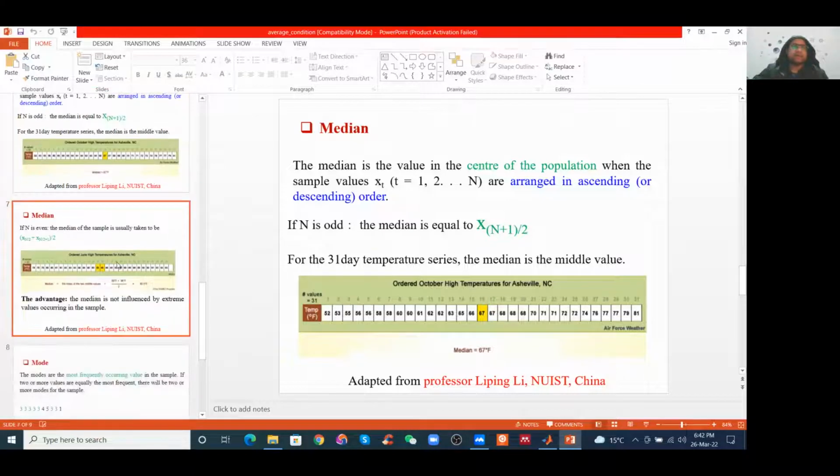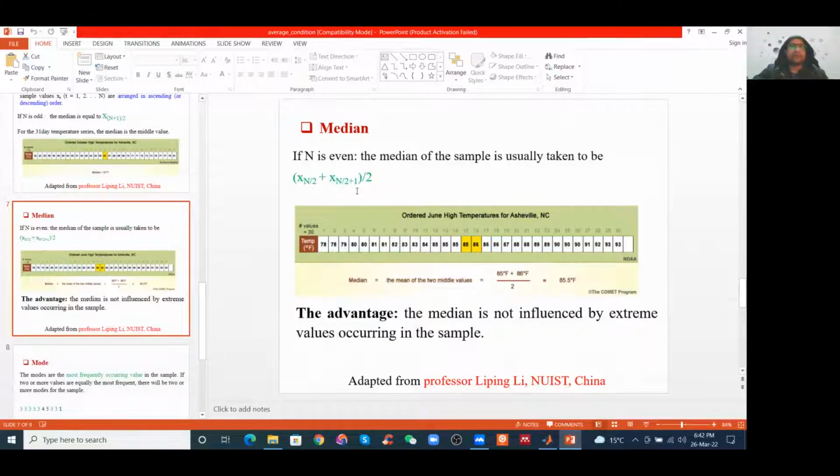But if n is an even number, like for temperature in June, which is 30 days, how do you calculate the median if you have an even number of elements? Then the equation uses x at n by 2. That means 30 by 2, 15. That means the 15th value is 85 degrees Fahrenheit. Then 15 plus 1, 16.